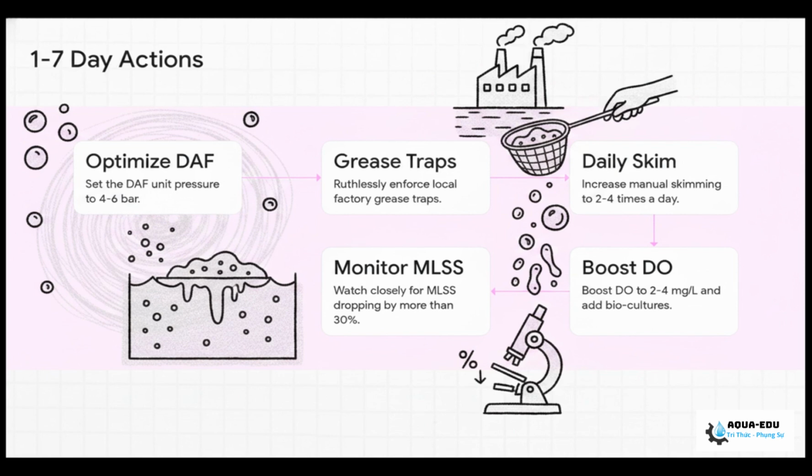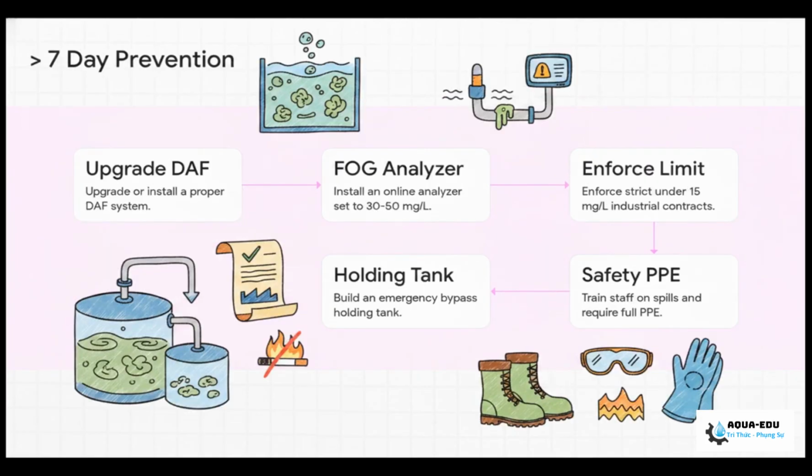Step 5. Watch your MLSS like a hawk. If it drops by more than 30%, your bugs are dead and we're going to have to import active sludge from another plant. For anything beyond 7 days, we're talking permanent fixes. Step 1. Install or upgrade to a proper DAF system. Step 2. Install an online FOG analyzer and set that alarm right at 30 to 50 milligrams per liter.